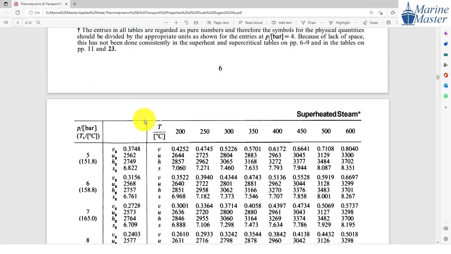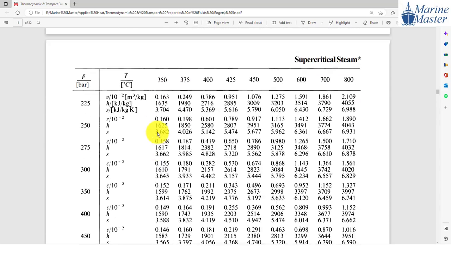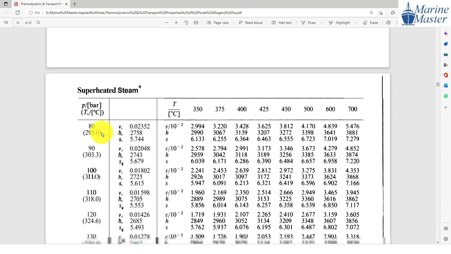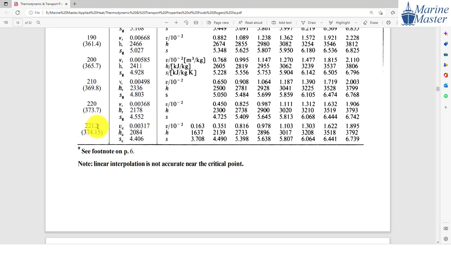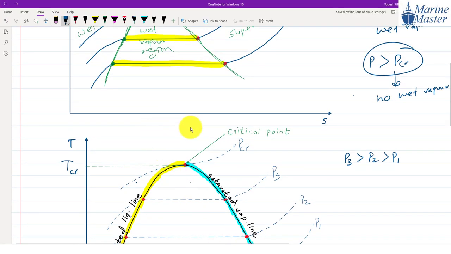If you observe this superheated steam table, it does not go above this point, 2 to 1.2. Why is it not going above this point? If you go above this pressure, 2 to 1.2 bar, we will go outside the saturation curve region. We will go into this region, and we don't like that.